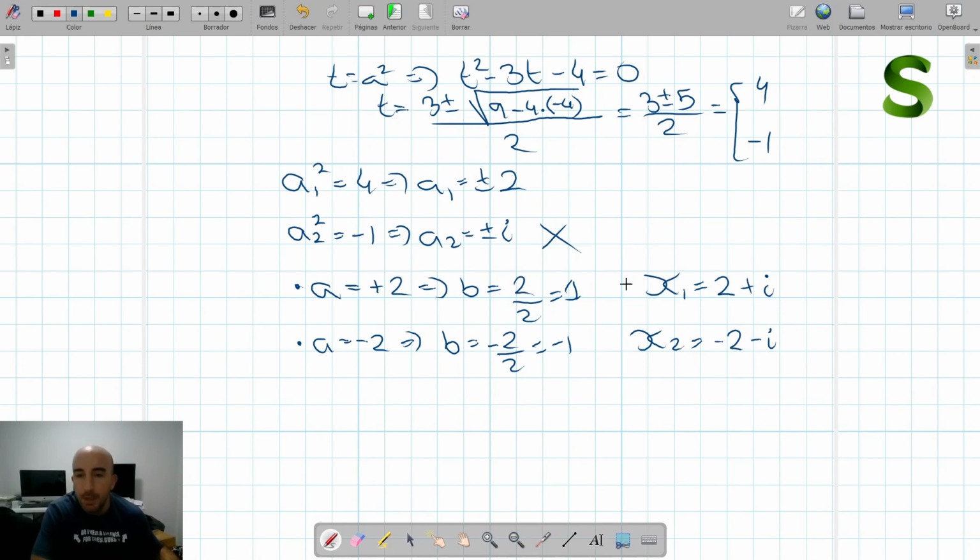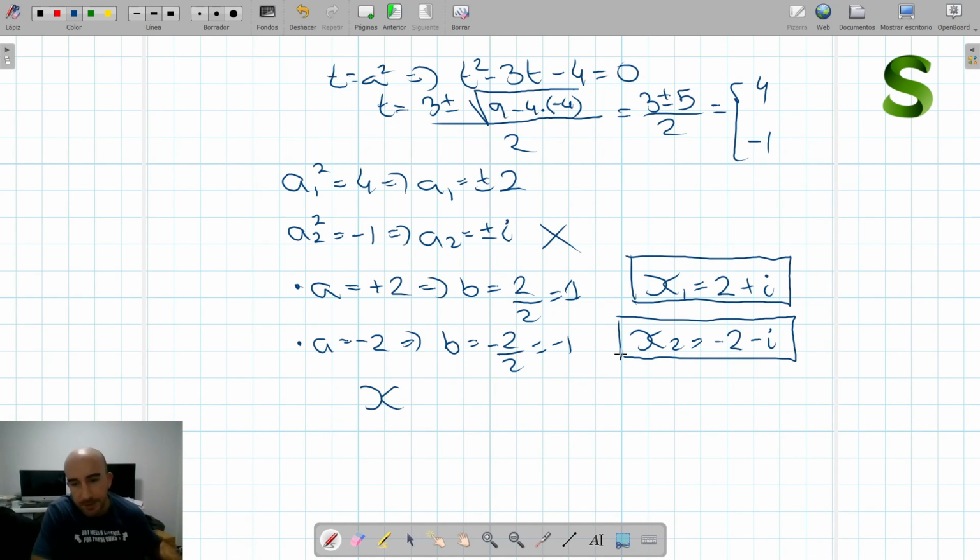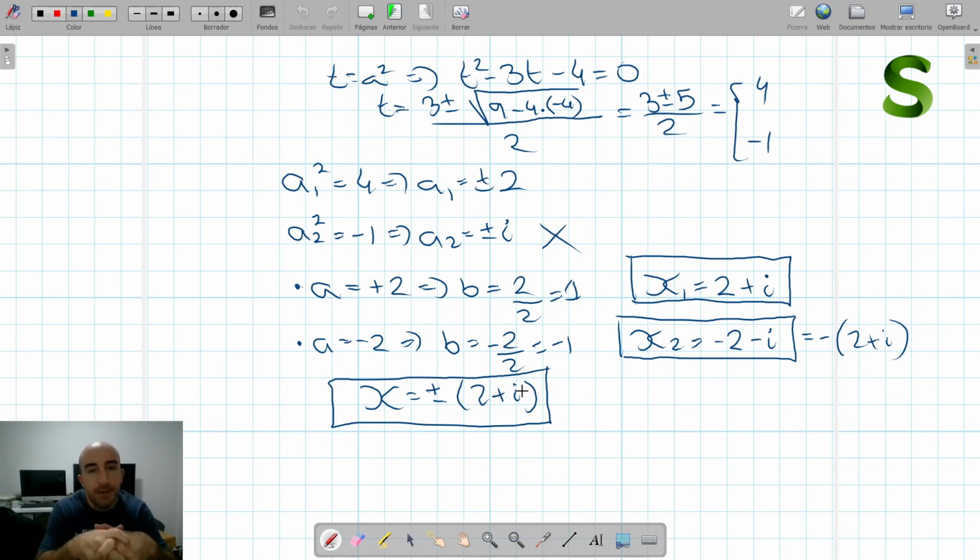Okay? So we have here the solution of our square root. We could also write this by extracting the minus. So we could say that the general solution would be plus minus (2 plus i). Okay? So it's the same, and it's really straightforward.